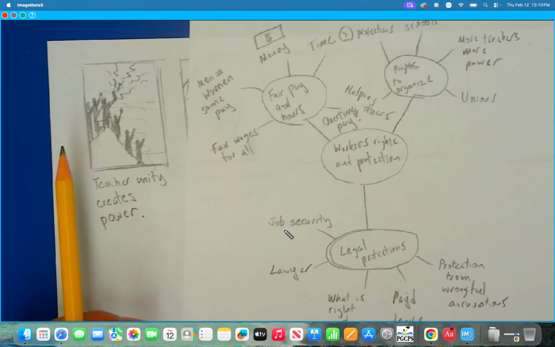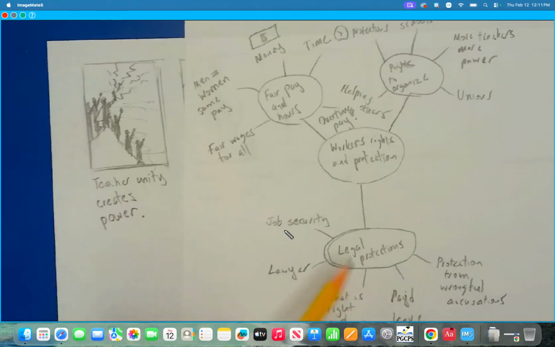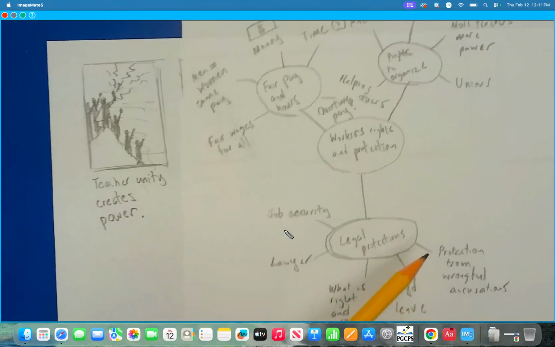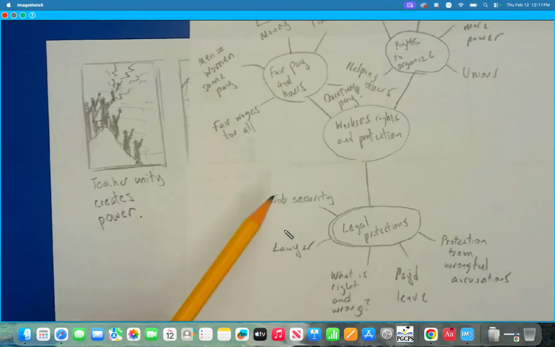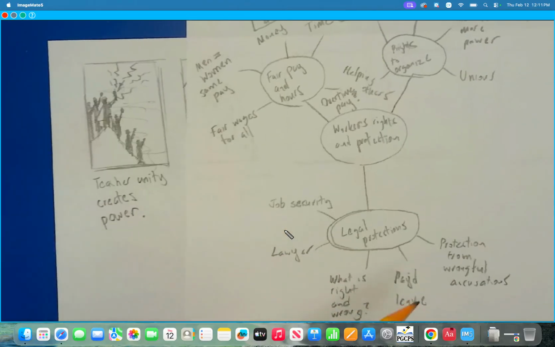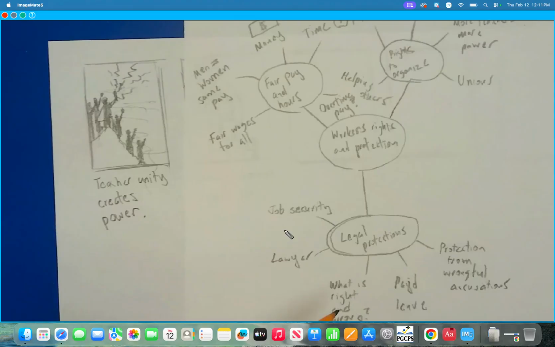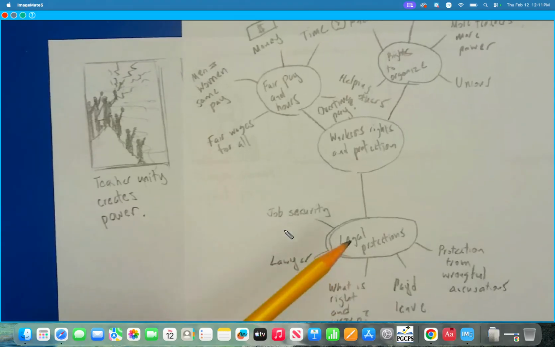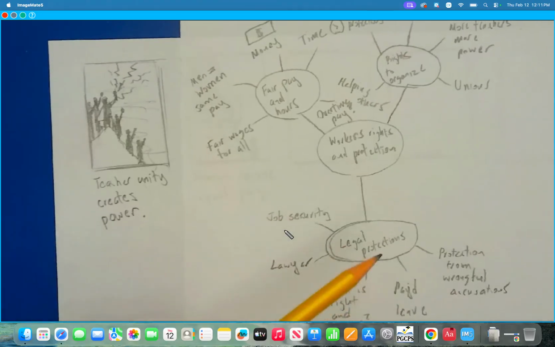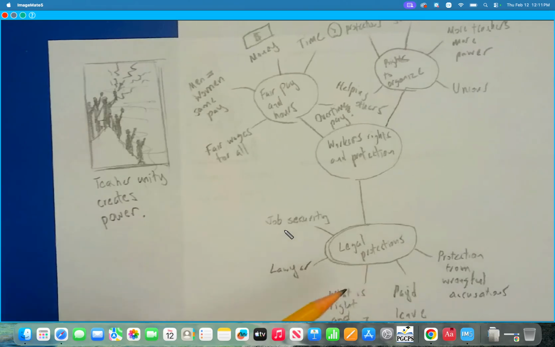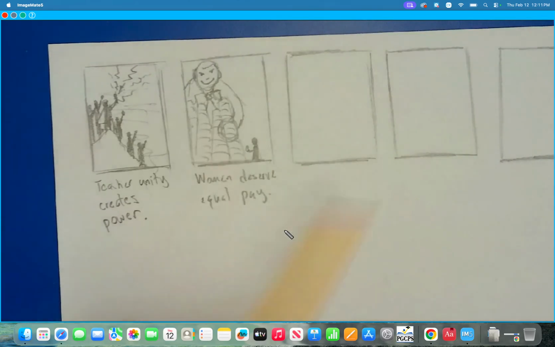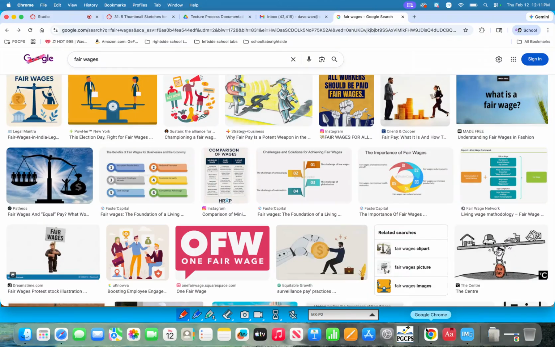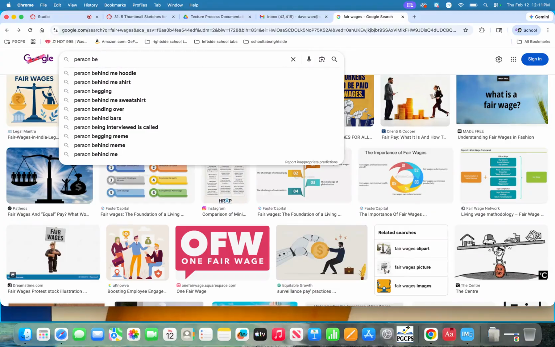I do want one more example. So maybe I could do something with legal protection here. Protection from being wrongfully accused, paid leave, what is right and wrong, lawyers, job security. You could look up some of these images, but you might already have an idea of what you want to draw. I always think of legal protection, like the worst case scenario is I end up in jail because of something I did wrong. So I can write down person behind bars.